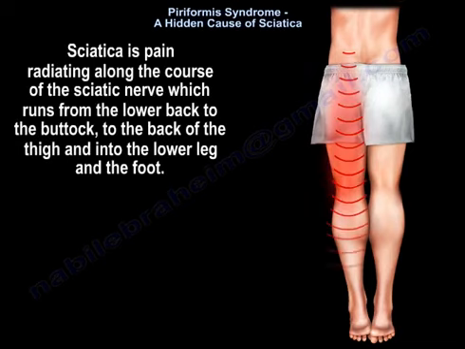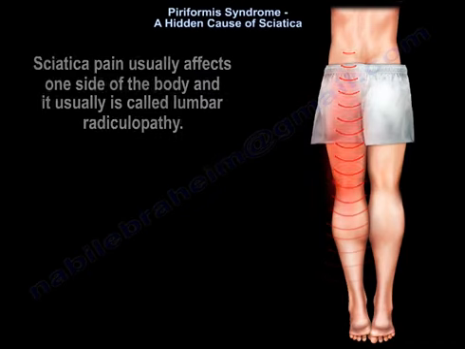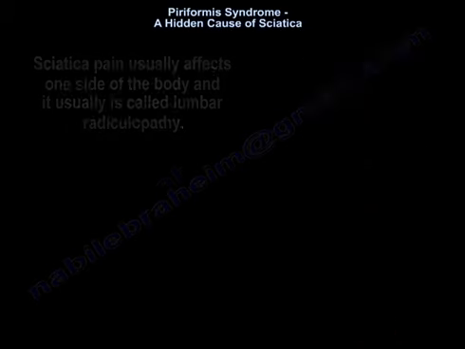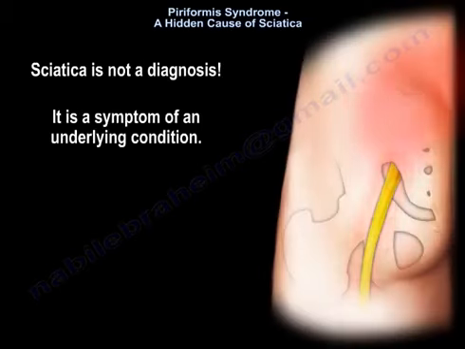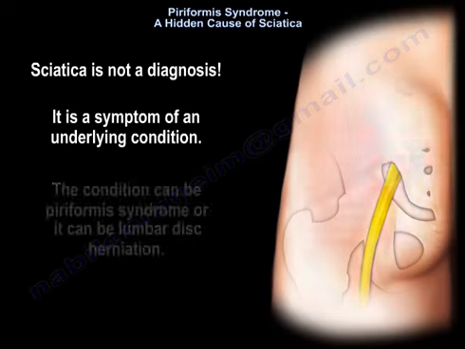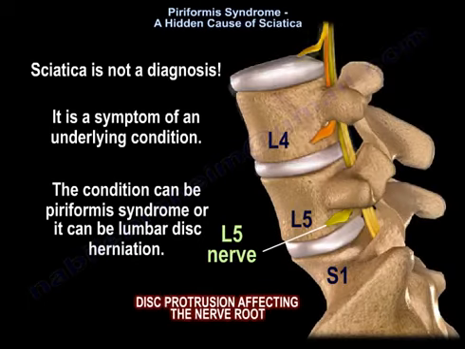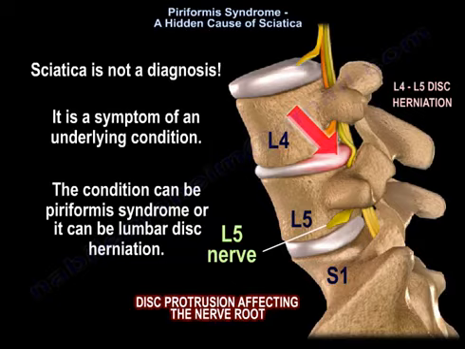Sciatica is pain radiating along the course of the sciatic nerve, which runs from the lower back to the buttock, to the back of the thigh, and into the lower leg and the foot. It usually affects one side of the body, and it is usually called lumbar radiculopathy. Sciatica is not a diagnosis. It is a symptom of an underlying condition. The condition can be piriformis syndrome or it can be lumbar disc herniation.